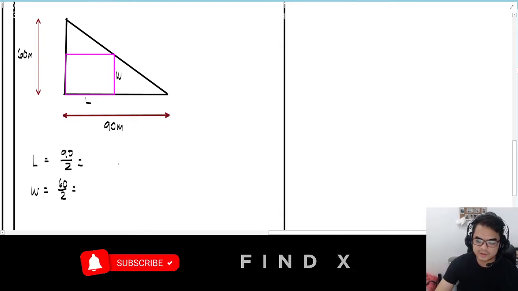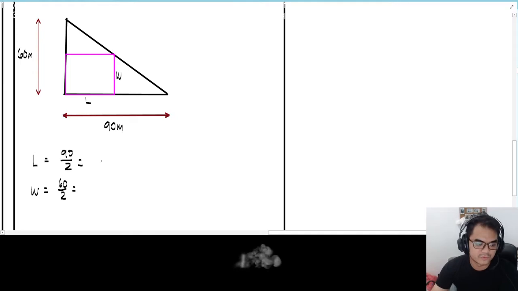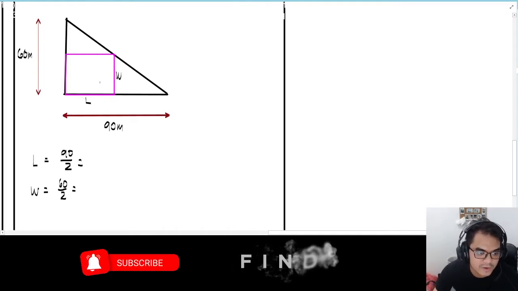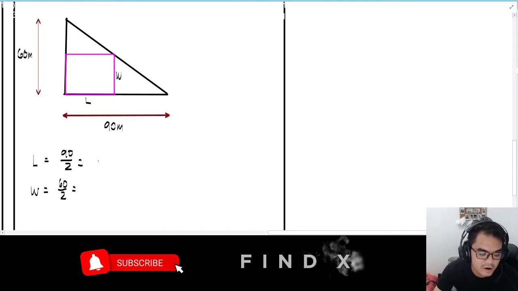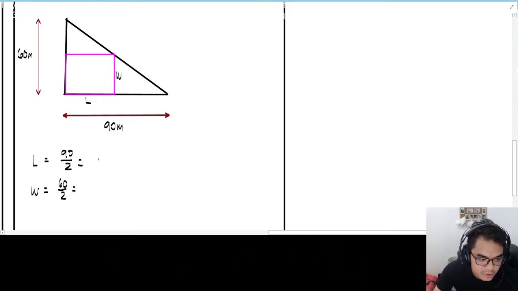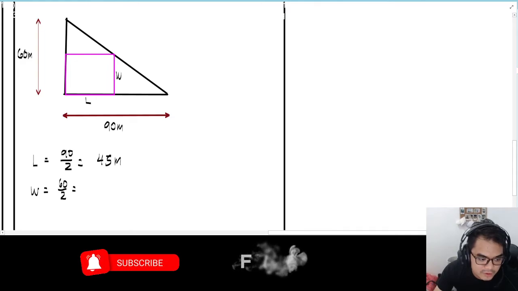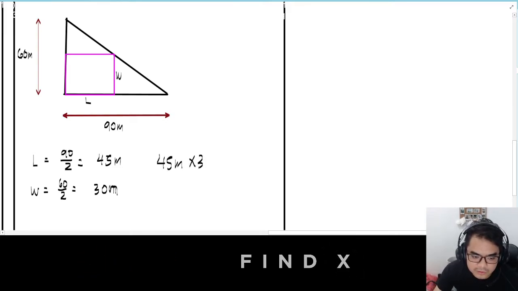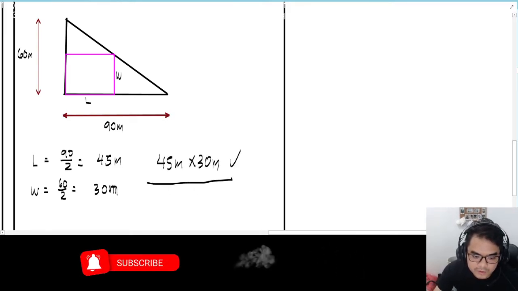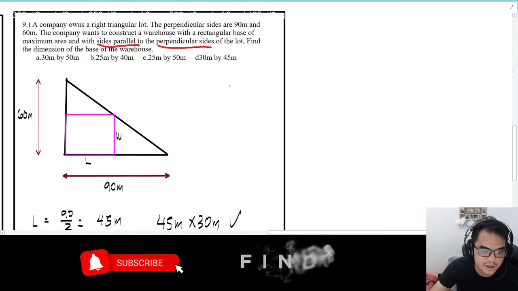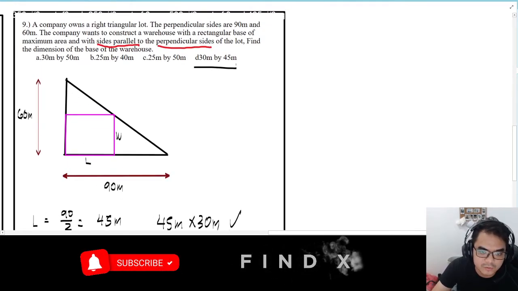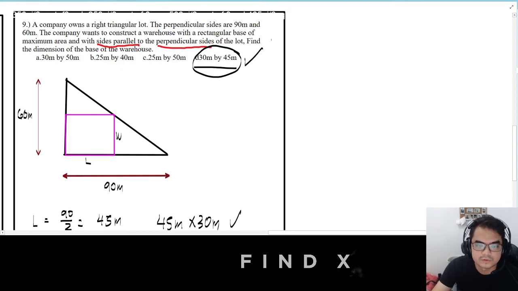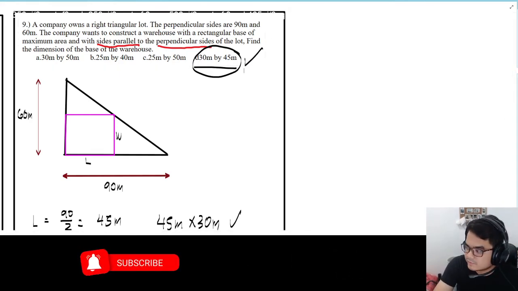Okay, so I already derived this myself, and I was able to prove that this is really the answer if you maximize the area of the rectangular area. So this will become 45 meters and then 30 meters. Therefore, your answer is 45 meters by 30 meters. So let's look at the choices. We have 45 by 30 and this one. So that is the answer. Let's have the next one.